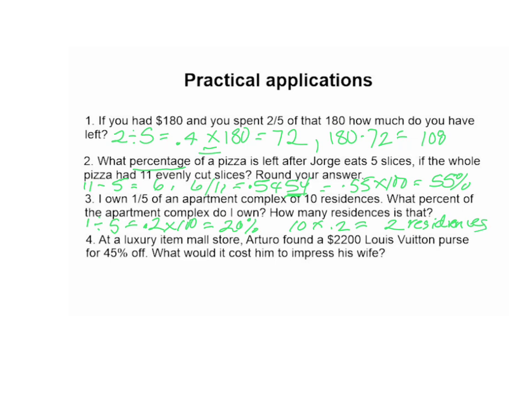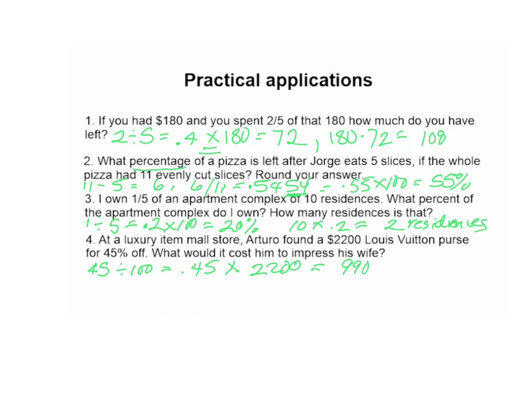All right. At a luxury item outlet store, Arturo found a $2,200 Louis Vuitton purse for 45% off. What does it cost him to impress his wife? So this is another one where we can do it one of two different ways. We can go 45 divided by 100. That equals 0.45. And then we can multiply that times 2,200. And what we would get would be, do you know? $990.